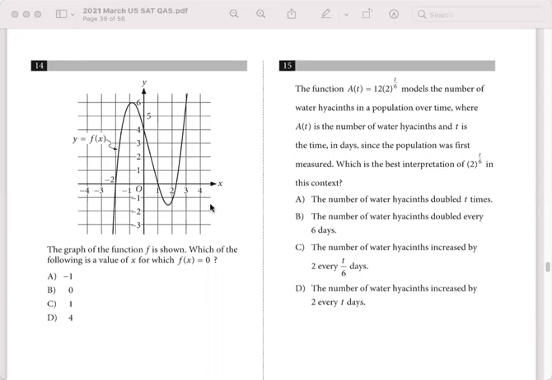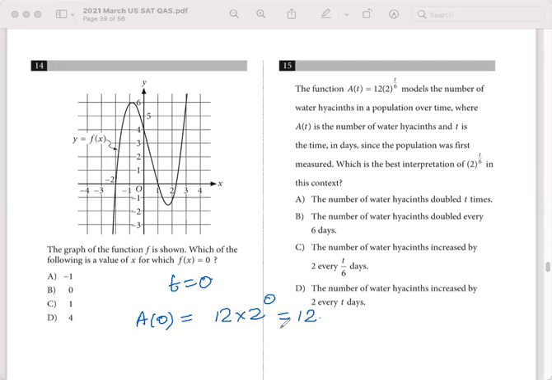Okay, question 15. The function A(t), which is 12 into 2 to the power t by 6, models the number of water hyacinths in a population over time, where A(t) is the number of water hyacinths and t is the time in days since the population was first measured. Which of the following is the best interpretation of 2 to the power t by 6 in this context? Okay, interesting. So let's say I know that when t is 0, when we have started the experiment, then A(0), the initial population, will be 12 times 2 to the power 0, which is 12. So my initial population is 12, right?